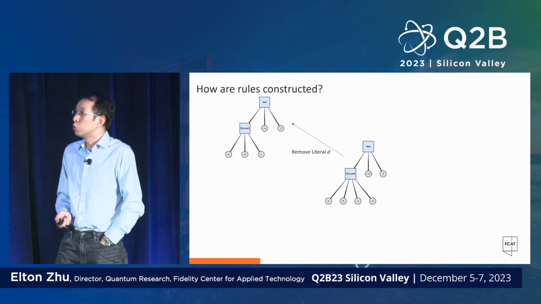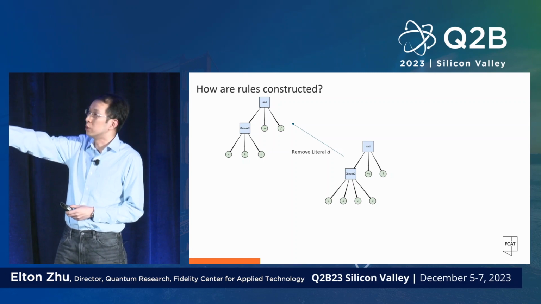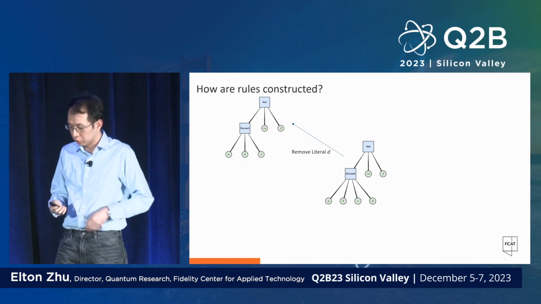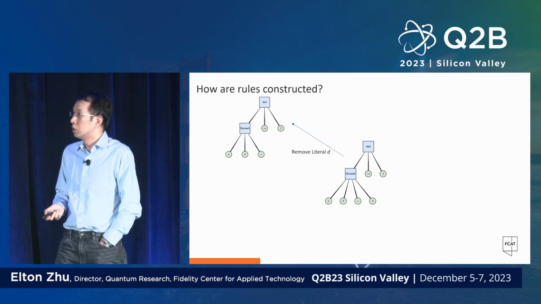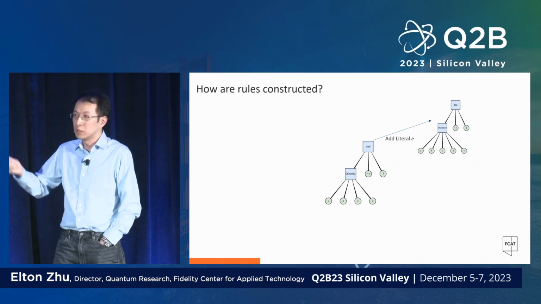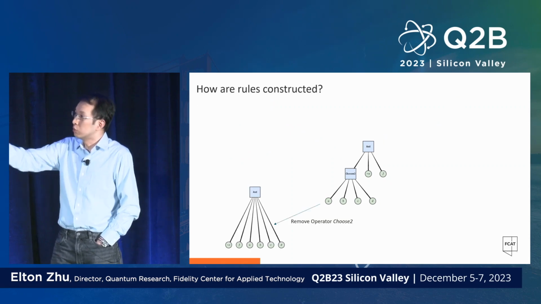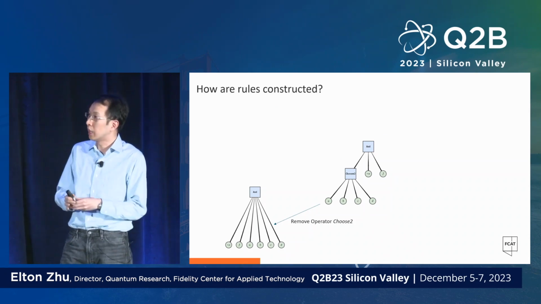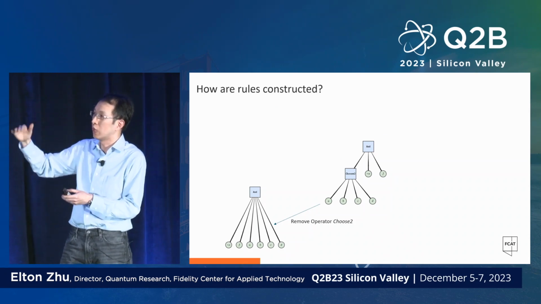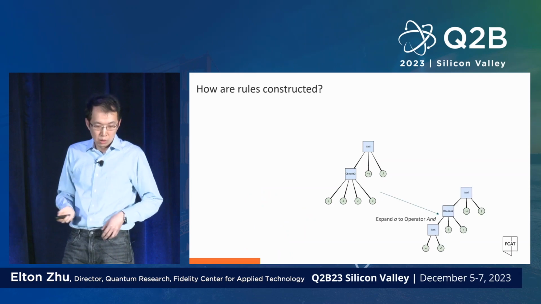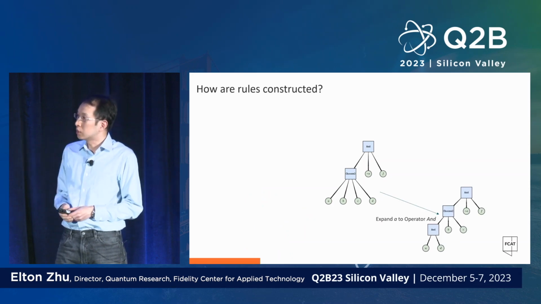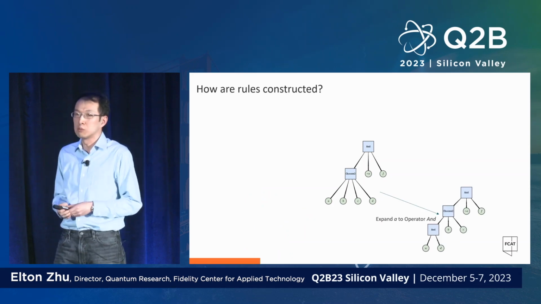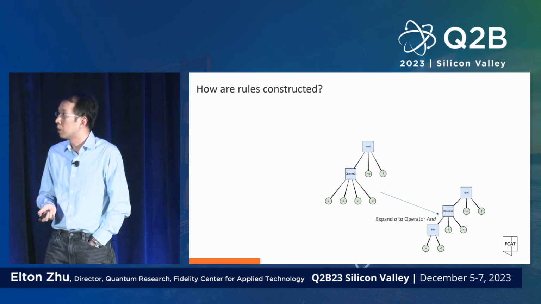So here you can remove a node. You can remove a literal from your model. You can add a literal. You can remove an operator. Here you can see that we remove the operator and just collapse this model from 2 levels down to 1 level. Or you can insert a new operator. So this becomes 3 layers.